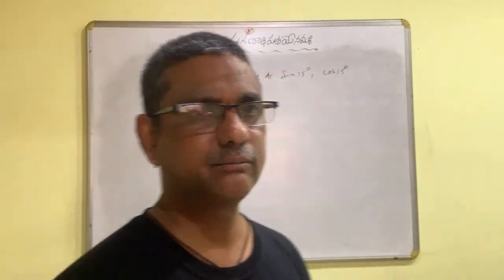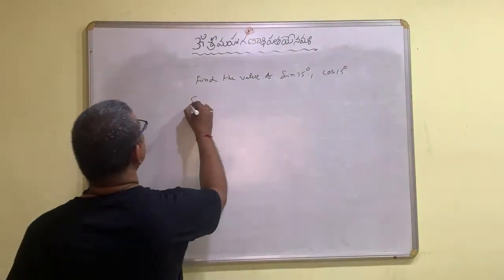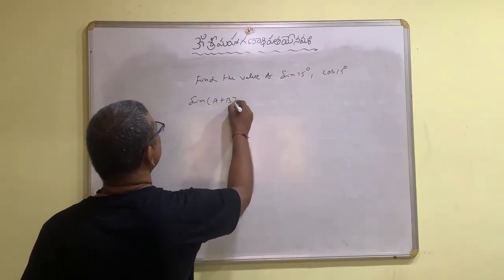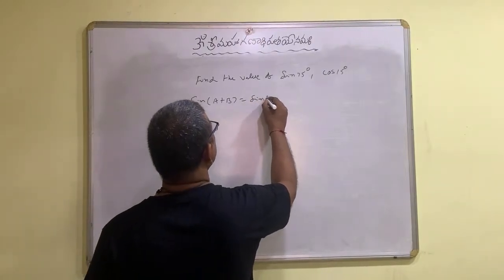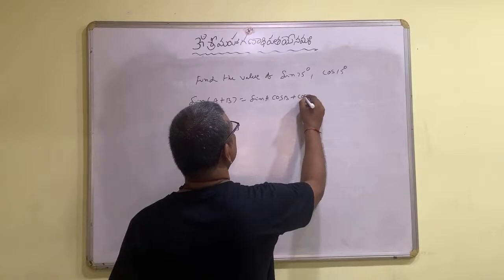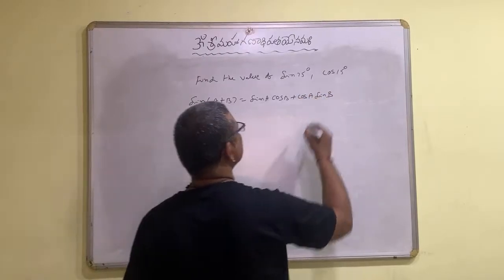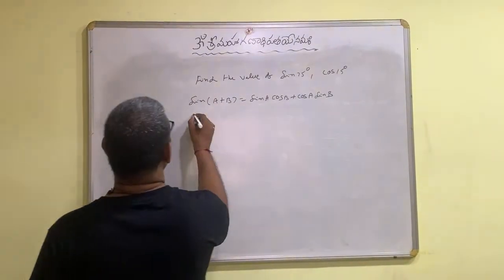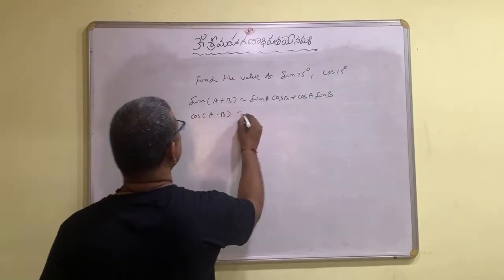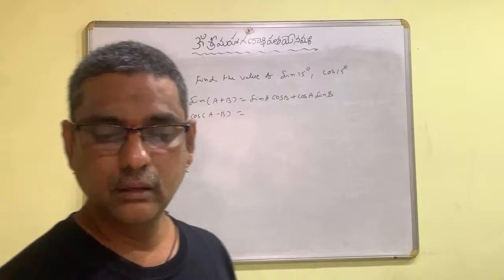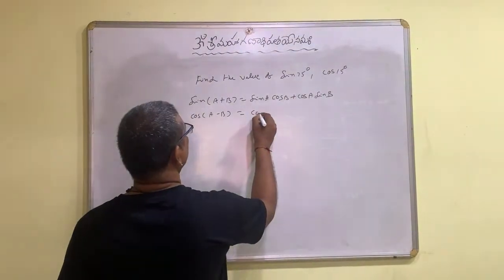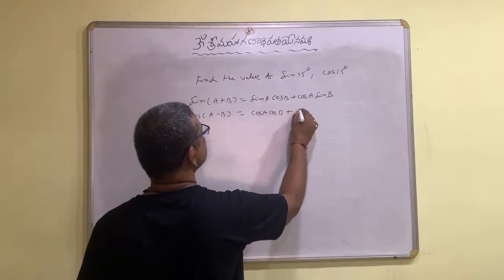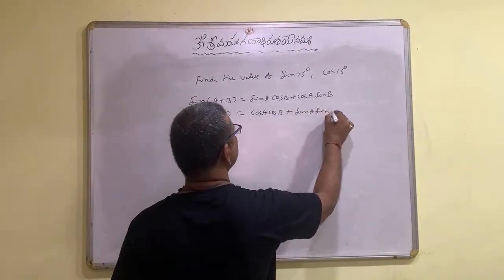To find out the values of these two ratios, we need to have two identities. I am writing them on the board. See, sin of A plus B is equal to sin A cos B plus cos A sin B. This is one formula. And the second one is cos of A minus B is cos A cos B plus sin A sin B.